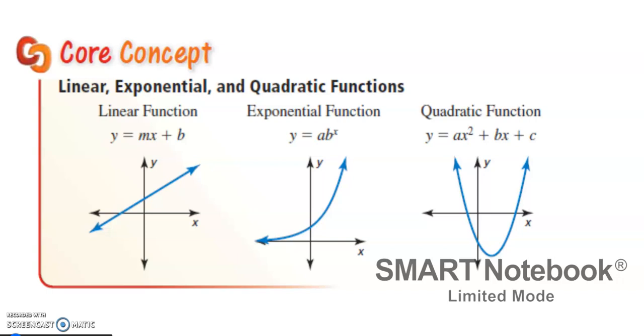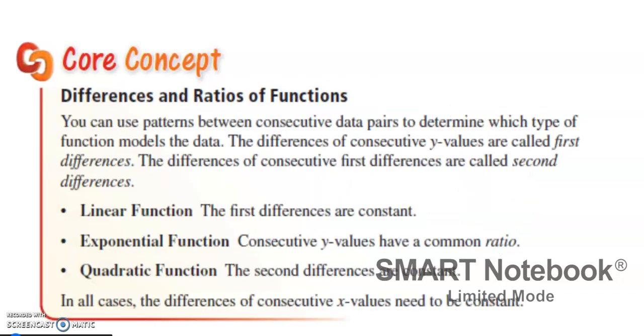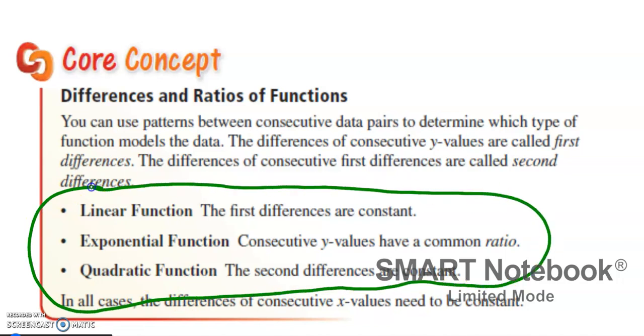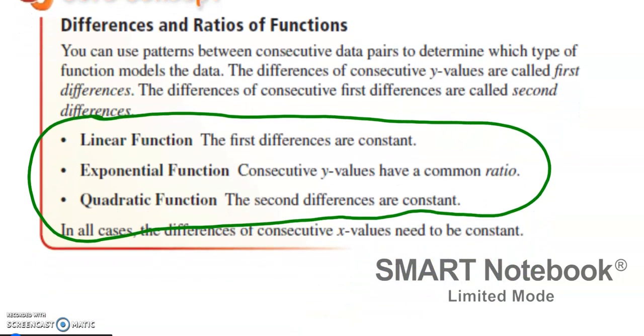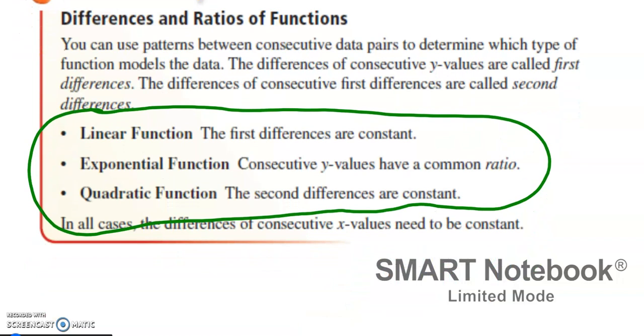So without further ado, let's talk about a key concept here. We're going to be looking within tables, and what I want you to focus on is the stuff that's written down here. Oh, I got to move this up for you. So if you're given a table or you're given a set of coordinate points, we can determine what that set of coordinate points is going to look like. It's going to be either a linear function, an exponential function, or a quadratic function.